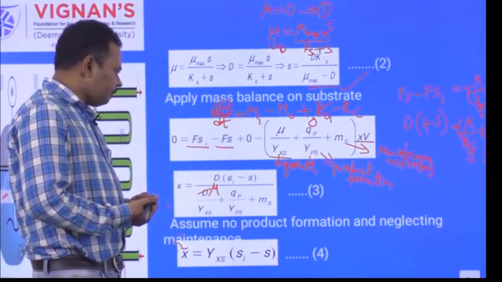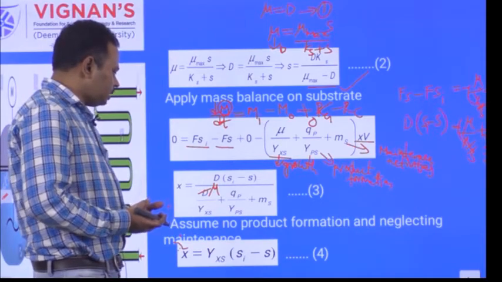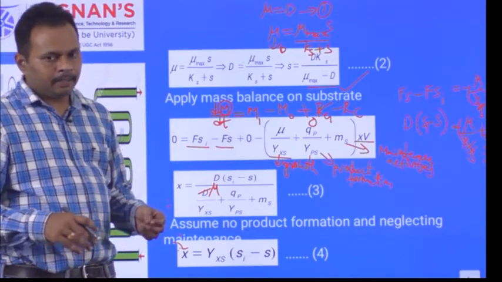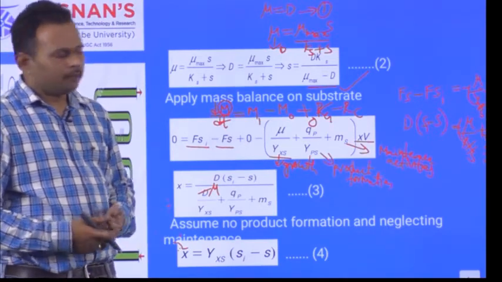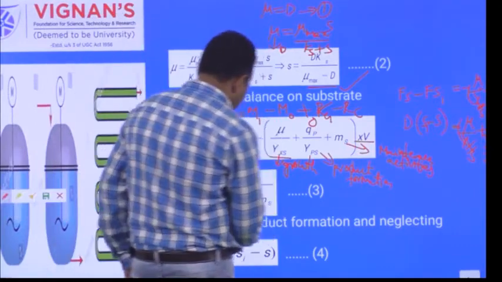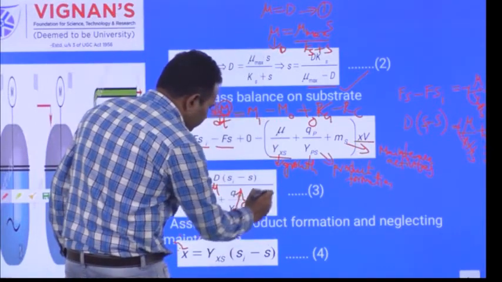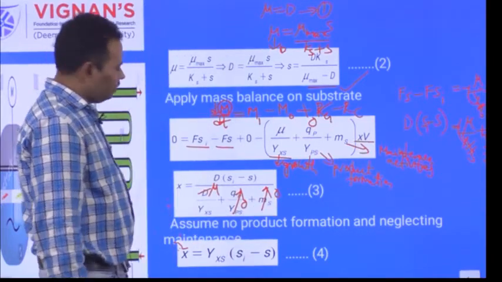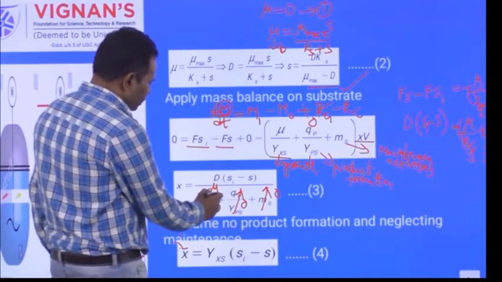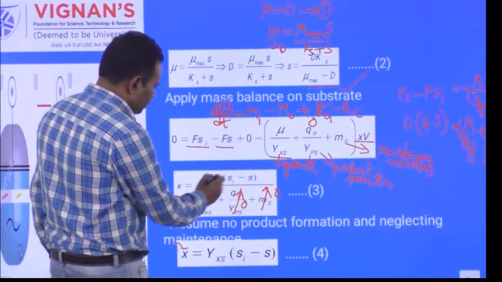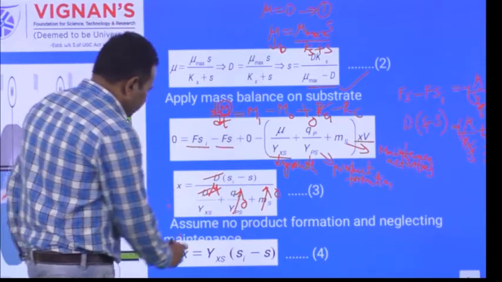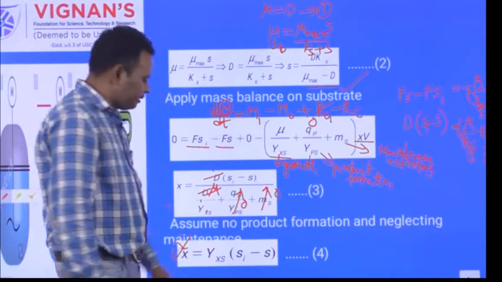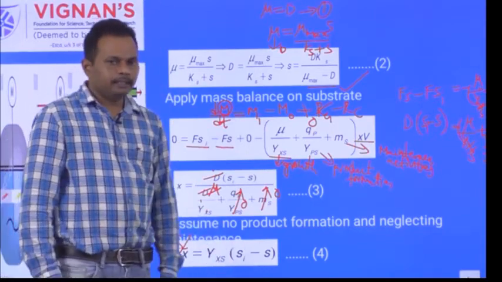Again assume that there is no product formation, so qp is 0, and assume the maintenance activities of the cells are 0, so put qp equal to 0 and ms also 0. When you put these two as 0, and again from equation 1 mu is equal to D, in place of mu put D, and mu and D become cancelled. Finally, the 1 by Yx/s goes to the numerator, so that x is equal to Yx/s into Si minus S. This is equation 4.